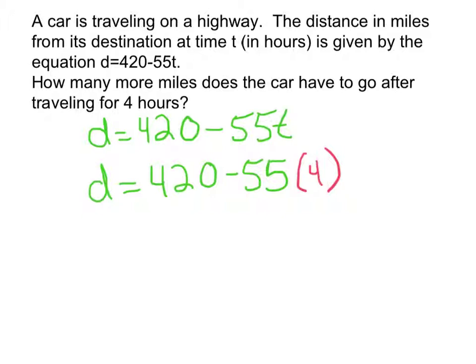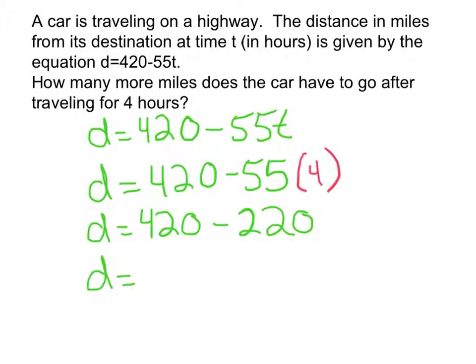Okay, so now we're going to simplify it. So D equals 420 minus 55 times 4 would be 220. Let me erase that. So 420 minus 220, the distance from your destination would be 200 miles. So basically, after traveling for 4 hours, you would be 200 miles from your destination.